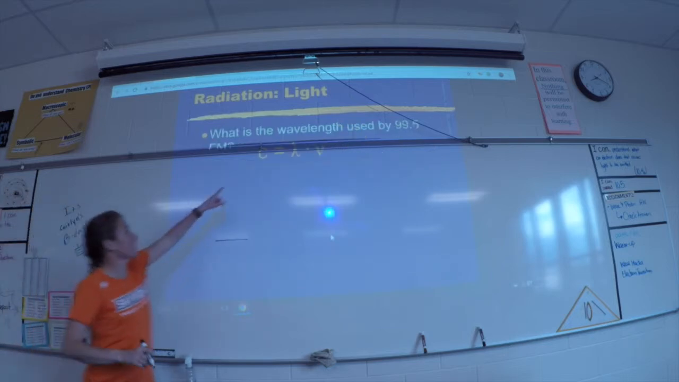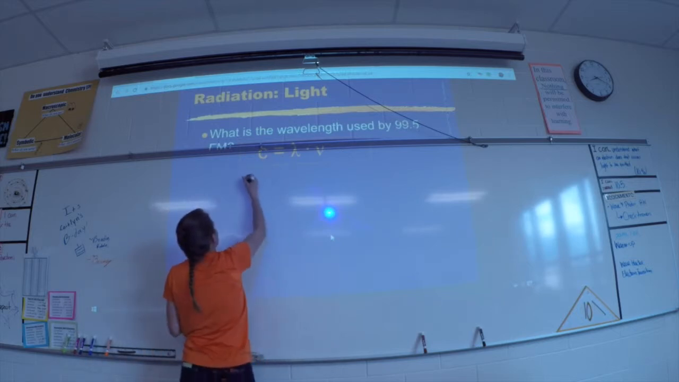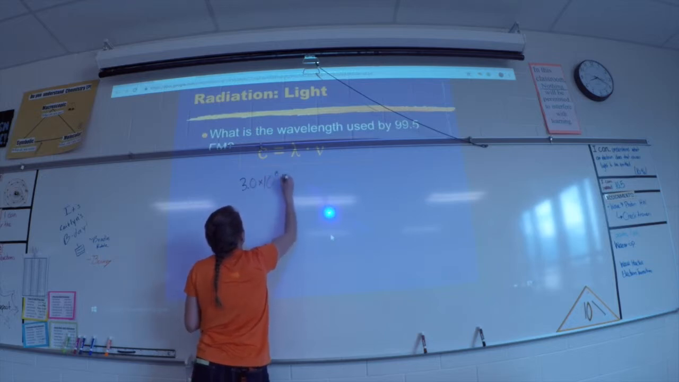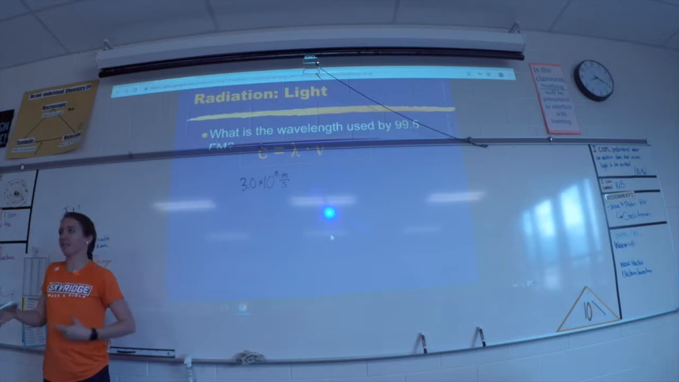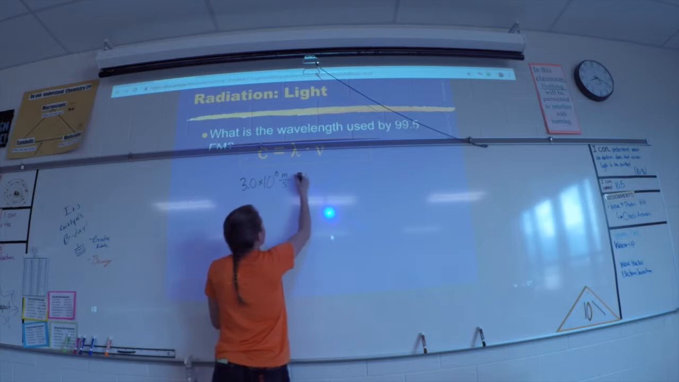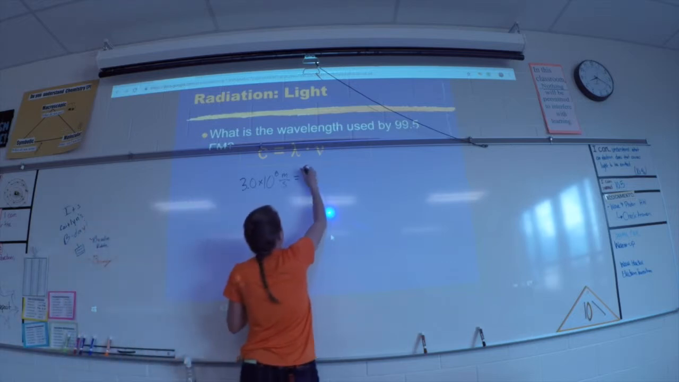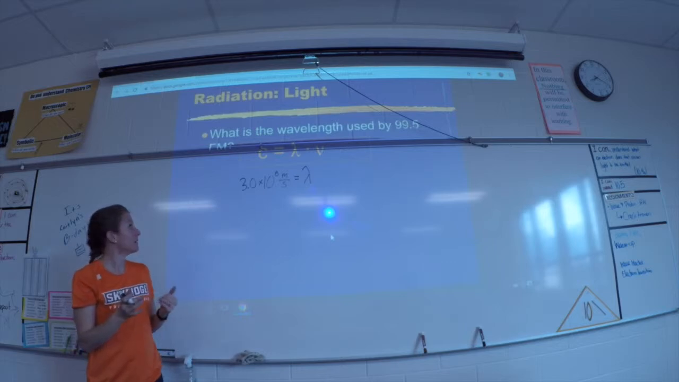So here's our problem. So here's our equation. We know C always, so we have C is 3.0 times 10 to the 8 meters per second. That is always the value of C, at least in this class. That's going to equal, I'm trying to find wavelength, so leave that as the symbol. I don't know what it is. Is that an 8 or a 6? 10 to the 8th.